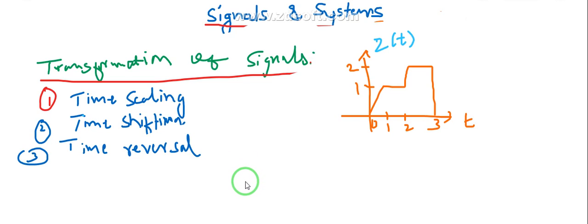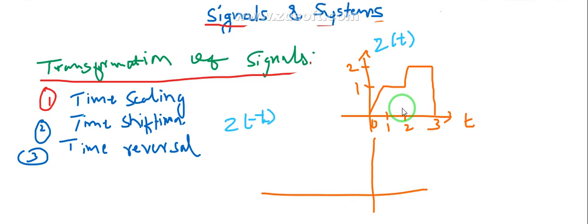What will you do in time reversal? It is a very basic operation. You have to represent the signal as z of t equal to, inside the bracket, if you write minus t, this is the time reversed signal of z of t. How do you draw it? It is the mirror image. If you keep this signal in a mirror, you will get the opposite face.